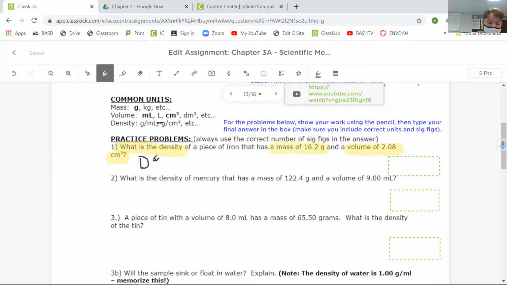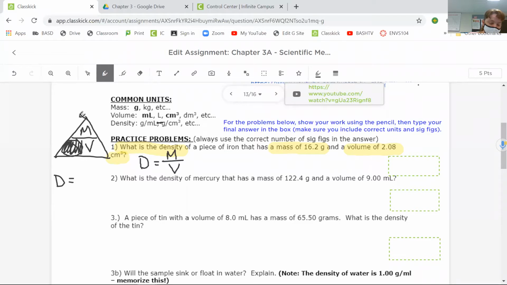If you are using your algebra, you already have density equals mass over volume. Okay, that's the base formula. If you are using your triangle, we know that M is on top, D and V are on the bottom. So the first thing you have to do is pull out the variable that you are trying to solve for. In this case, we're going to take our D and pull it out and make it D equals. Okay, so now everything that is left makes up the rest of your problem.